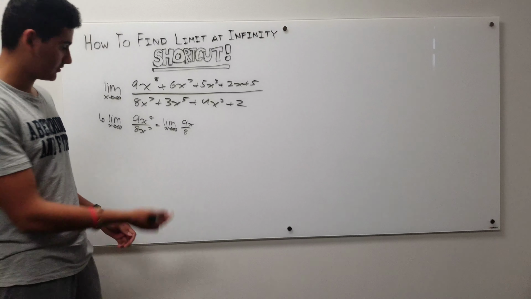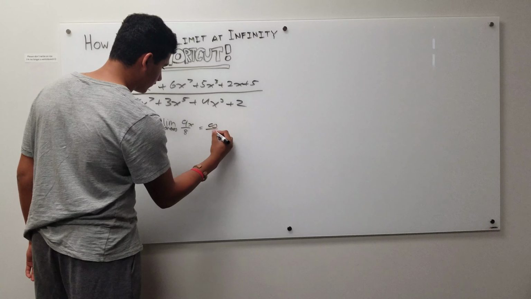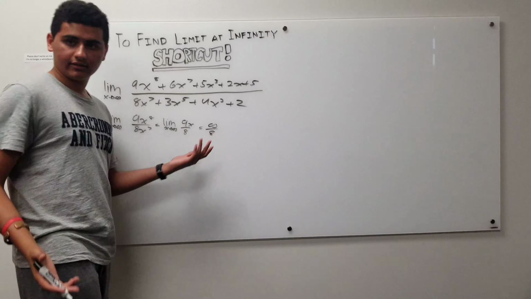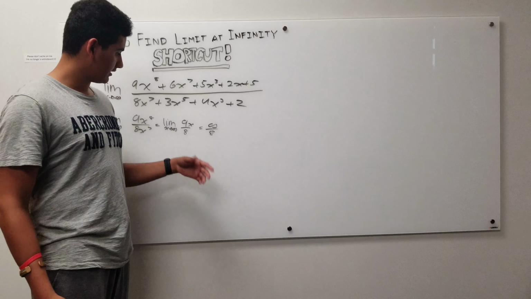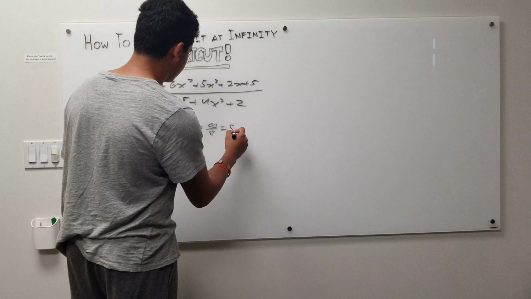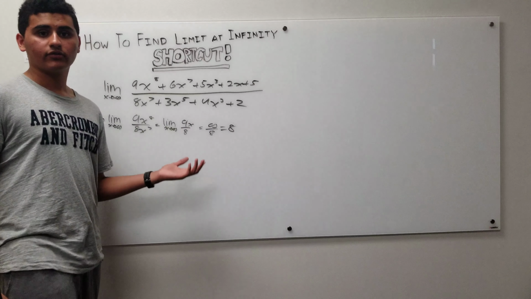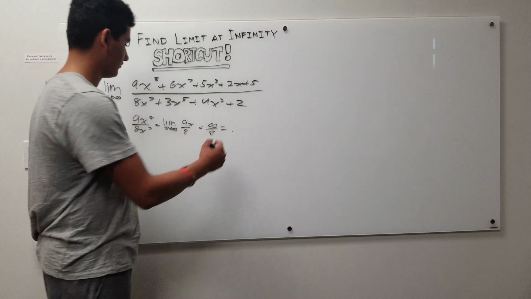Then you're going to plug in infinity. See, this is the easy part. You're going to plug in infinity. You're going to get some infinitely large number over 8, because infinity times 9 is infinity. An infinitely large number divided by 8 is still going to be infinity. So your final value is going to be 8. Oh wait, not 8. Infinity.